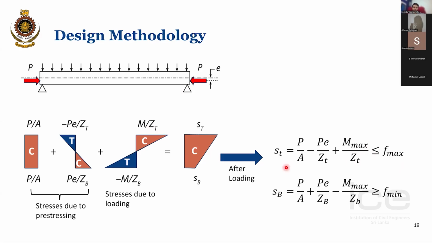And if you look at the bottom part, P over A plus P e over ZB, because this is compression, minus M max over ZB, the tension due to the applied loading, you get a stress that should be greater than this one. Now this is the minimum compressive stress, or the tension, that you are getting. So you should check with the minimum stress of concrete. This bottom value should be greater than the lower limit of stress in concrete. So this f min can be a tensile stress.